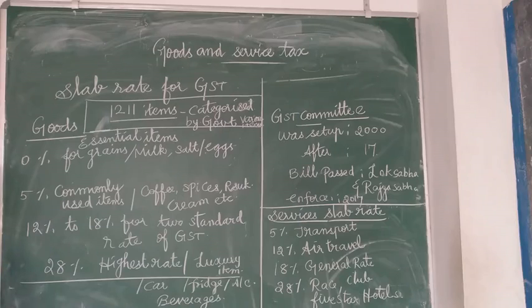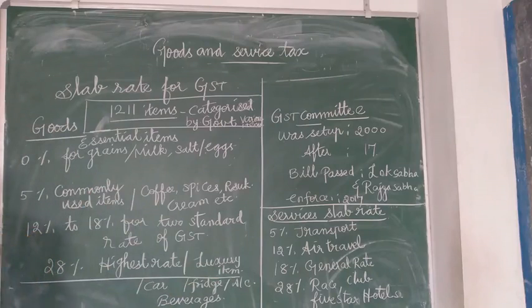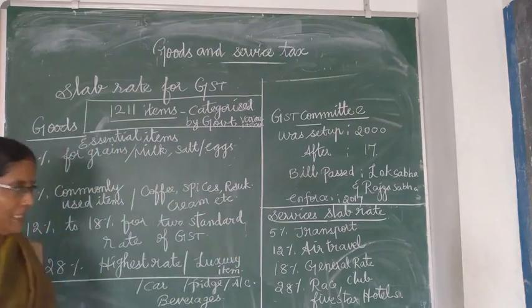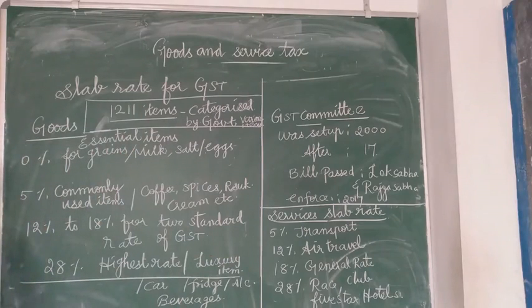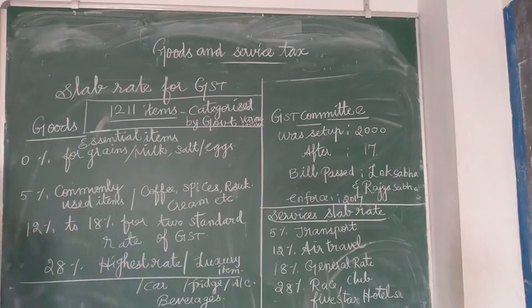Then come to the service slab rate. 5% for transport of goods, such as by rail, road, air or ship, and also tour operators, printing media, and newspaper printing. For them they are charging 5% service tax. 12% for air travel, for business class air travel alone. Business class means a highly sophisticated air travel.